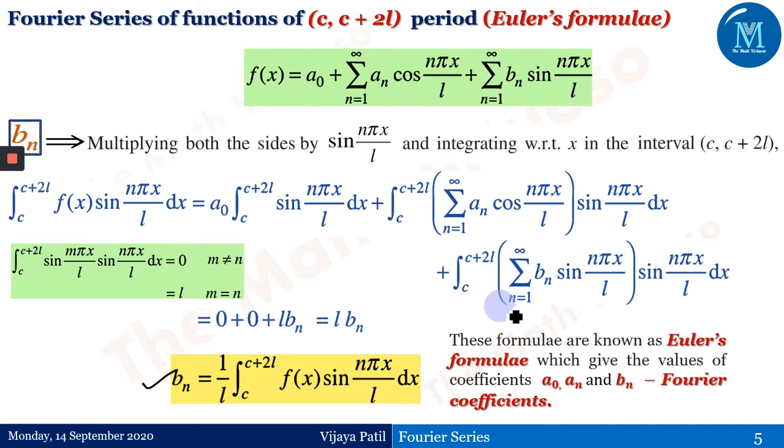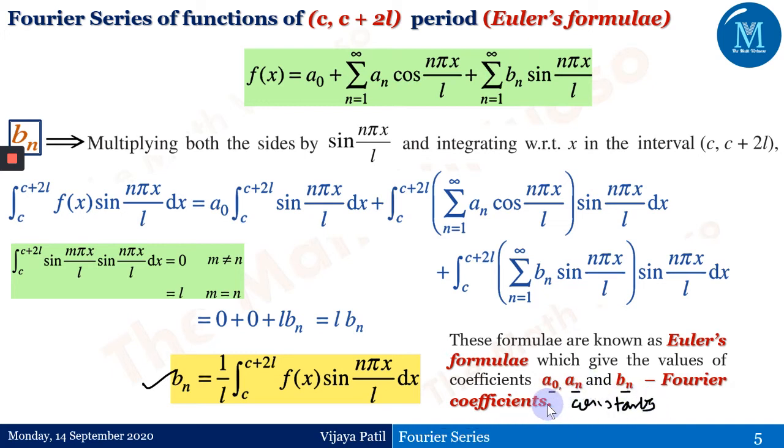And therefore this is known as Euler's formulae, which give the values of the coefficients a0, an, bn, which are known as the Fourier coefficients, and they are also known as the Fourier constants.